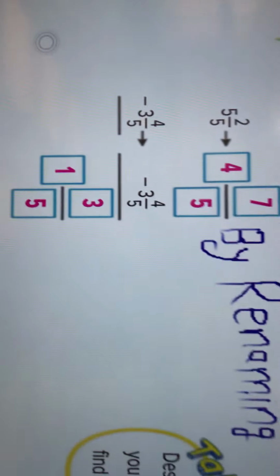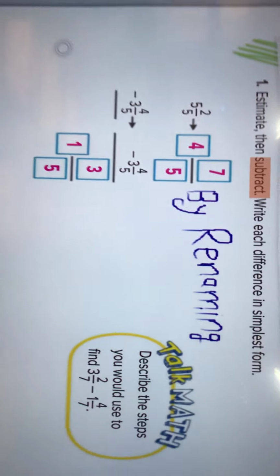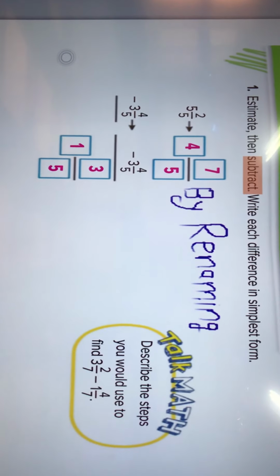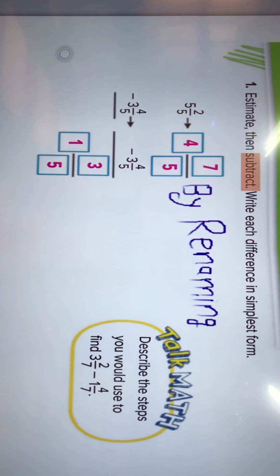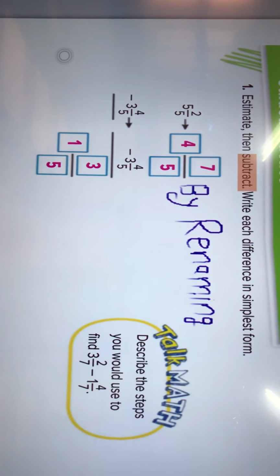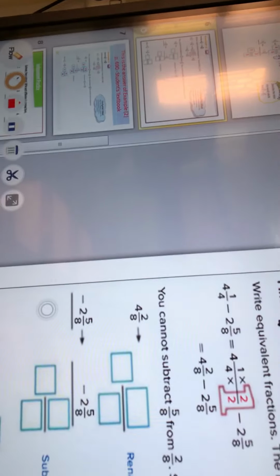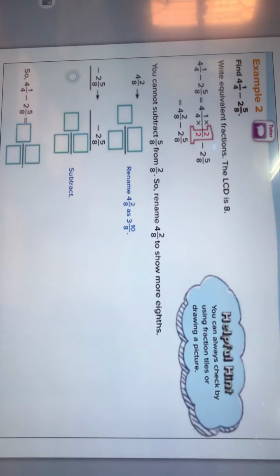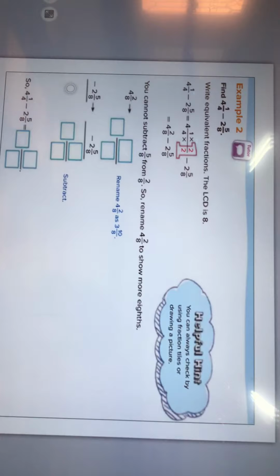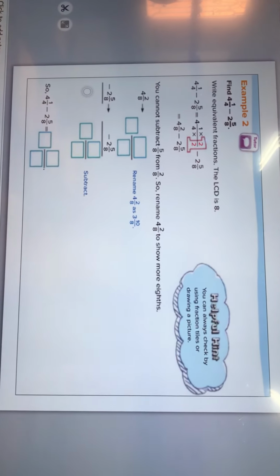Here is the answer already, okay? Now, this is all of this with like fractions. What about if I have an example like this? Okay, think about this example number 2. 4 and 1 out of 4 minus 2 and 5 out of 8.